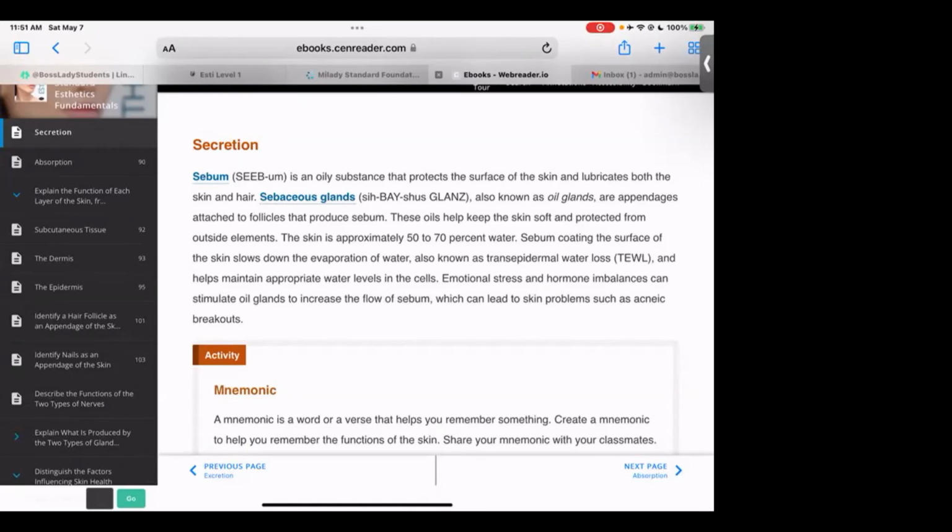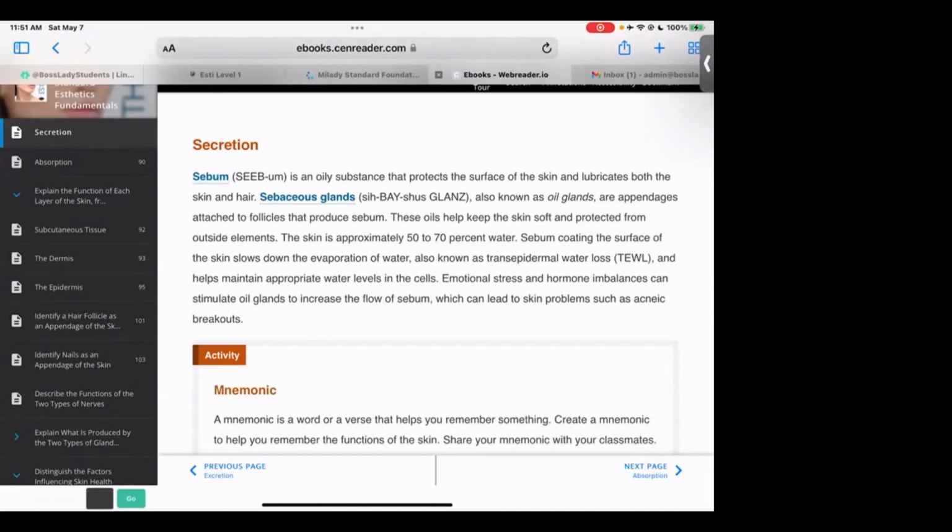So sebum coating the surface of the skin slows down that evaporation of water, also known as the transepidermal water loss, TEWL. And it helps to maintain appropriate water levels in the cells. Our cells need water to survive. Our cells need water to reproduce. If our cells are not surviving and reproducing, we die, period. Skin dies, the other organs shut down, we won't make it. Water, oil, these are all our friends. The more respect we pay to having those things function the way they should, the better our skin's going to look, the better it's going to function.